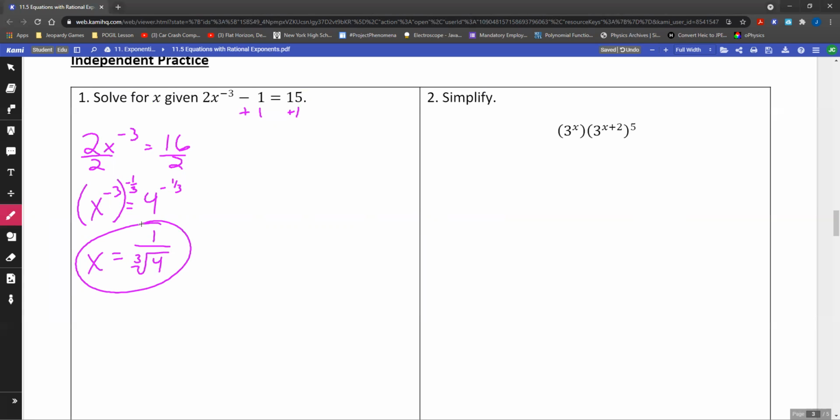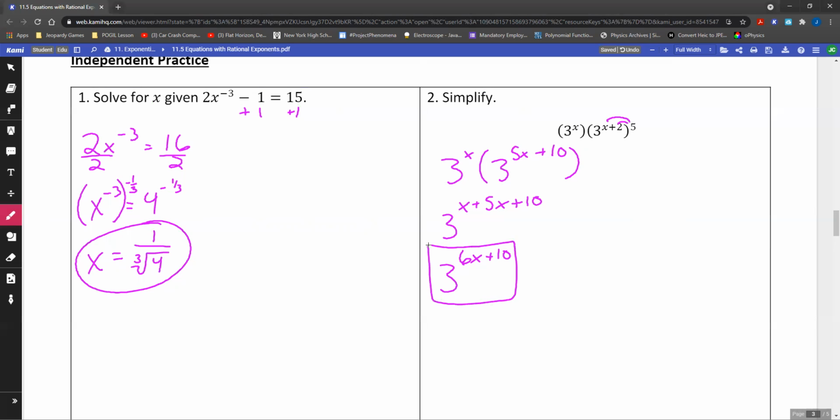Over here, simplify this. So what we're going to do is first distribute this power over. So we get 5 times x plus 5 times 2. Then, since I'm multiplying these, that ends up just being adding the bases. Sorry, not bases, the exponents. And I end up with that. Because there's no equal sign, there's nothing else for me to do besides just simplifying into a slightly neater way.